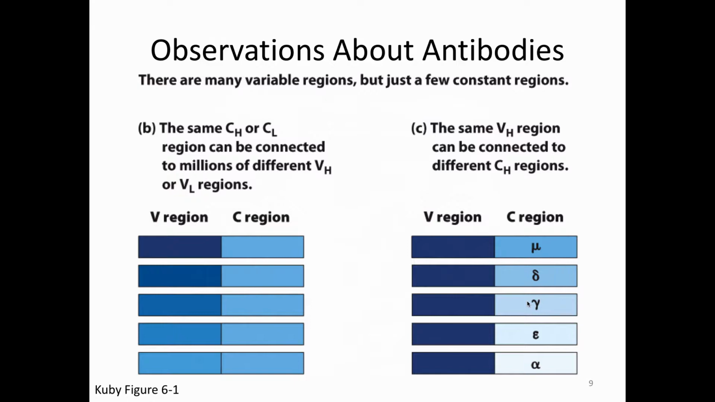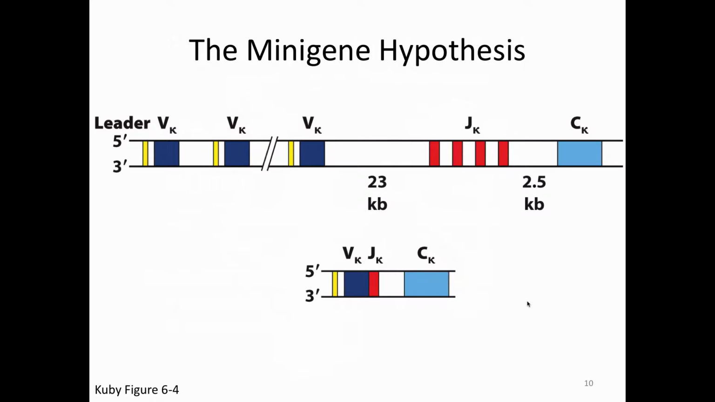And so the hypothesis that came out of this was the Minigene Hypothesis, where they said, okay, maybe you have some variable region genes that pair with different constant region genes. And maybe even if we take this a step further, you have multiple different pieces of your variable region genes that get put together with the constant region. So you can use just little fragments of DNA in different combinations in order to make your variable receptors. And in fact, that is the case.